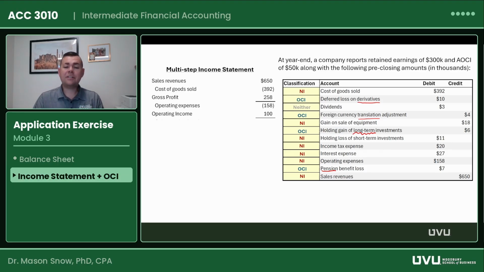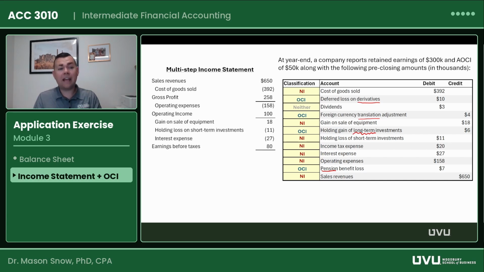Next, we're going to deduct any non-operating items. We have a positive gain on the sale of equipment there, as well as a holding loss. And then when coupled with interest expense, we combine all of those to then arrive at earnings before taxes. Well, the last thing we have before getting to net income is subtracting out our income tax expense. And we then arrive at net income of 60,000 there.